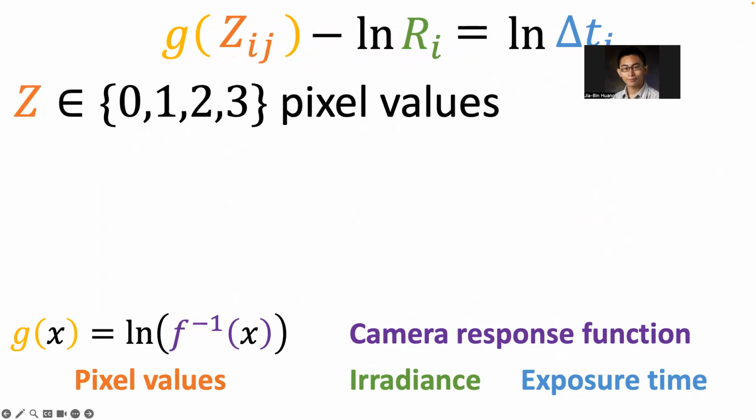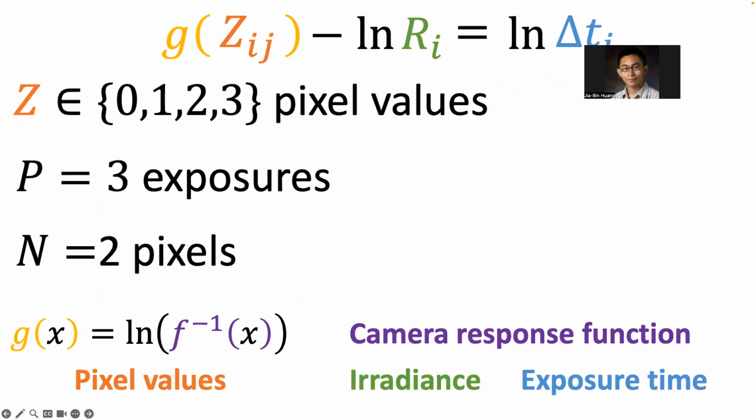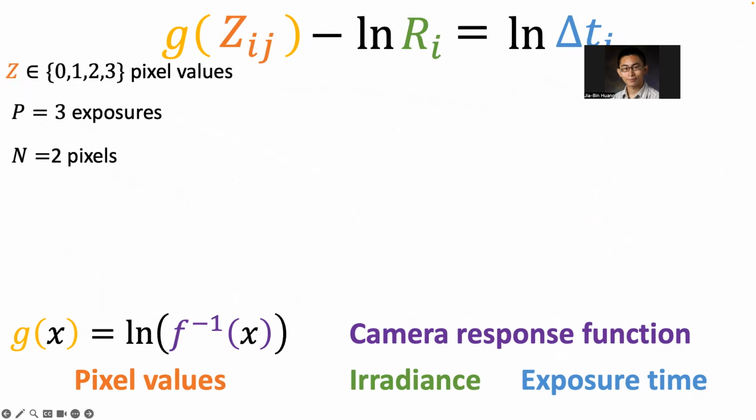Let's walk through a toy example. Let's say Z in practice goes from 0 to 255, so there are 256 possible values. But let's say my camera can only capture 4 types of values: 0, 1, 2, 3, so 2 bits only instead of 8 bits. Then I capture 3 photos, 3 exposures, and I only have 2 pixels. Simple toy example. So now, how can I do this? Again, let me simplify this.